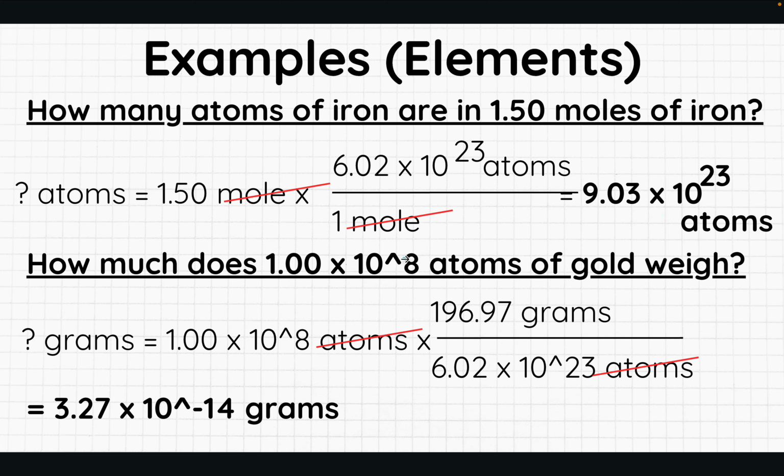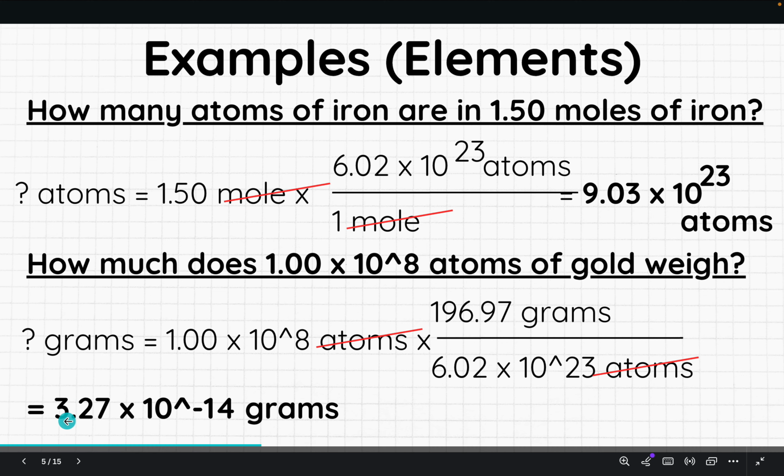Similarly, let's look at some other problem. How much does 1.00 times 10 to the 8th atoms of gold weigh? So we want to find grams. That's one of the weighing measurements we will use. So we put what is given and cancel out the unit at the bottom. This right here is the molar mass of gold, by the way, on the periodic table. So I want to find this, and basically that equates to 3.27 times 10 to the negative 14th grams.